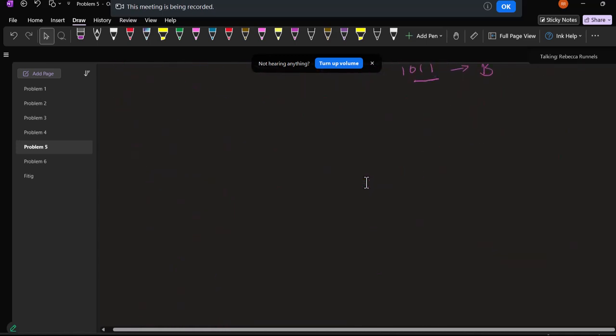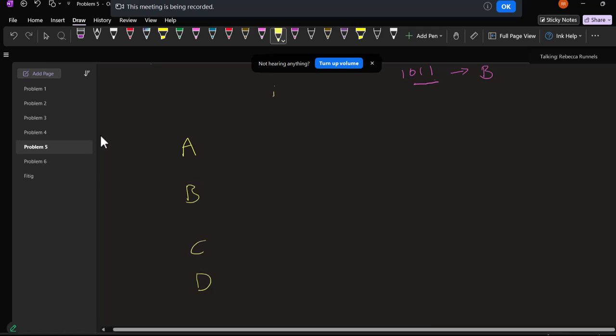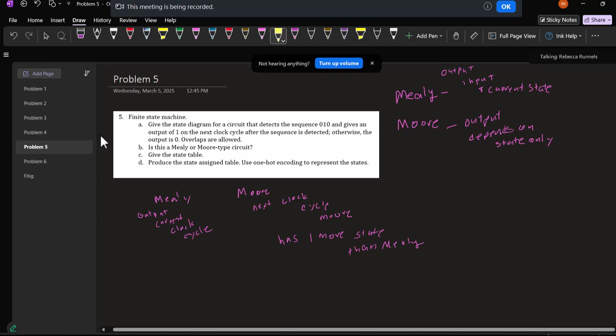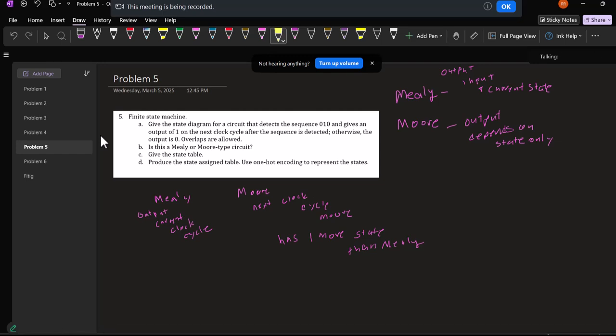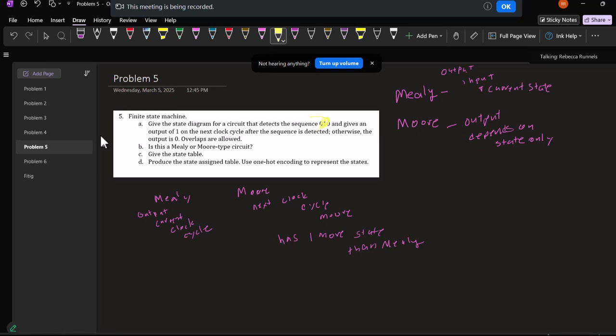Let's do the state table now. We have our four states, A, B, C, D. Our input, just to clarify, I'm sorry. We're doing the sequence 1, 0, 1, right? Instead of the 0, 1, 0. Yes, I did the wrong sequence. Thank you, yes, I did. I did a different problem. I did a sequence of 1, 0, 1.